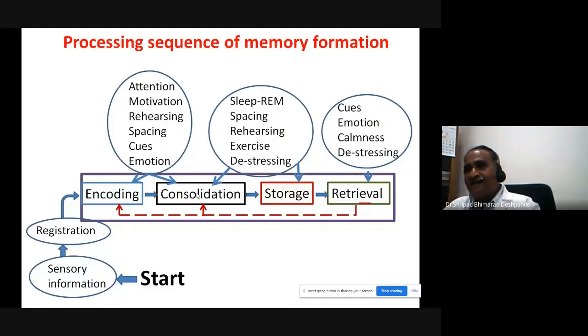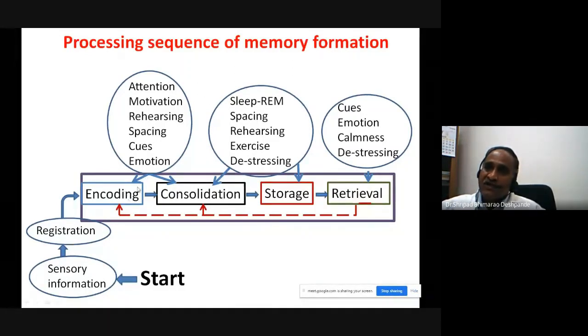Then once it is stored, there is a retrieval. Retrieval means it goes into a storehouse, and from the storehouse it is taken, revived, or brought back to the surface. So that means it comes back from the consolidation stage or encoding stage. Now what happens here, I have just mentioned.